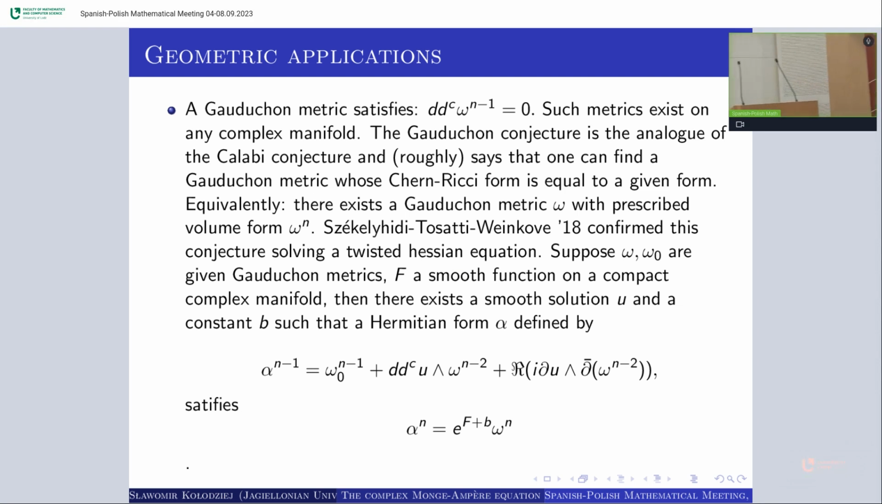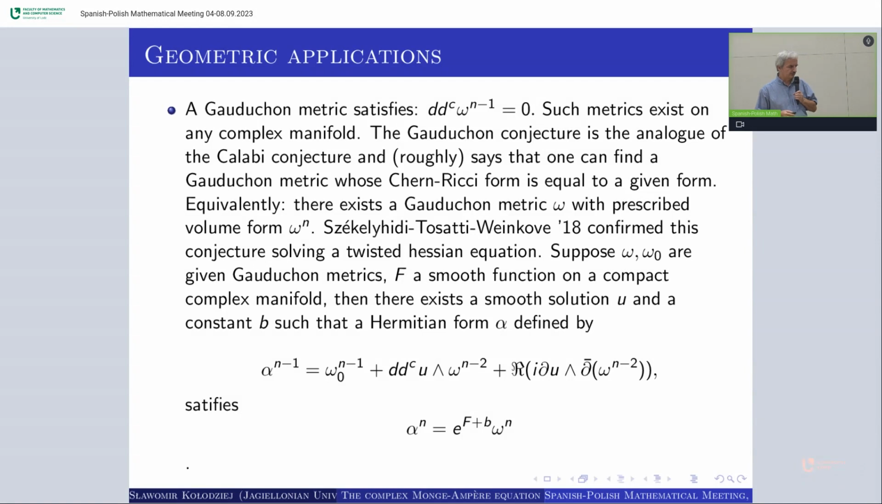Another application, so-called Gauduchon metrics. Again, as I said, a Kähler metric does not necessarily exist on a given compact manifold. But by Gauduchon's theorem, a Gauduchon metric, which satisfies this equation from the first line, always exists.